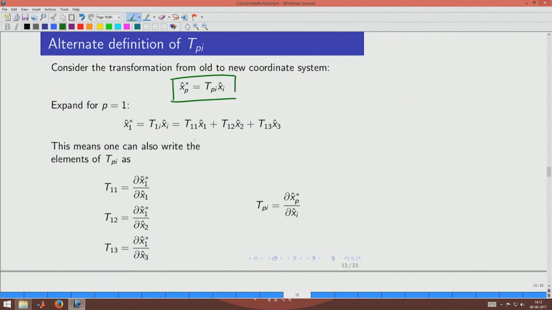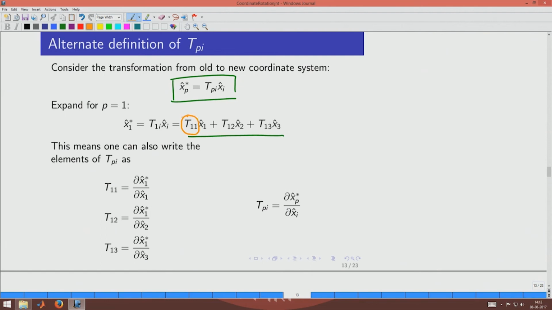And when we expand it, we are getting this expression. So, we take p value to be 1. So, we are looking at the first unit vector of the new coordinate system and expanding it in terms of the 3 unit vectors of the old system. Now, you see I want to get T11 and that is what I want to now check.